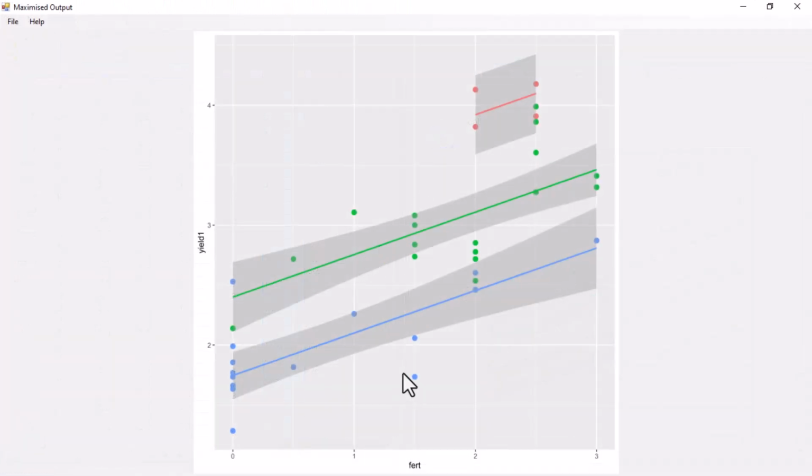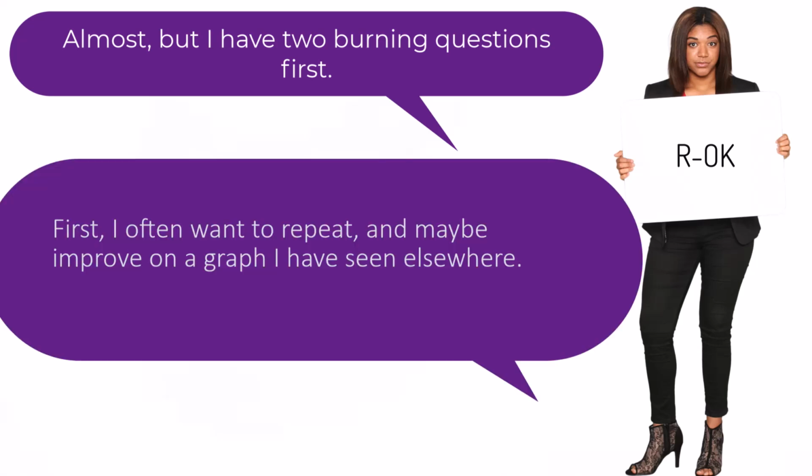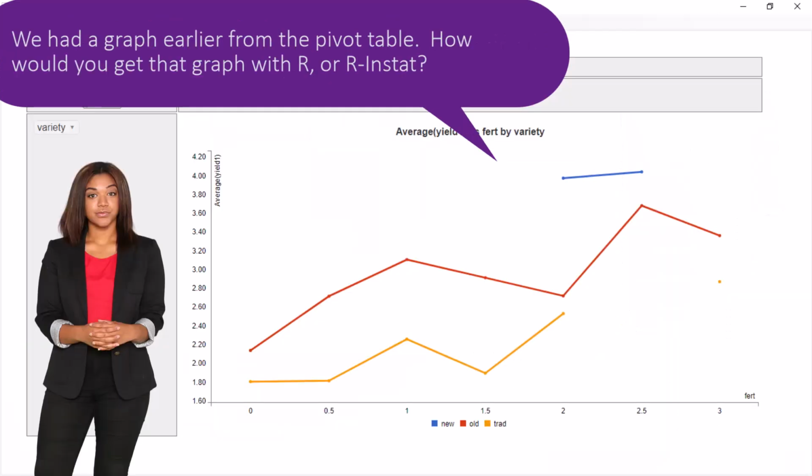Neat, eh? Are you now ready for the case study datasets or to process your own data? Almost, but I have two burning questions first. First, I often want to repeat and maybe improve on a graph I have seen elsewhere. We had a graph earlier from the pivot table. How would you get the graph with R or R-Instat?